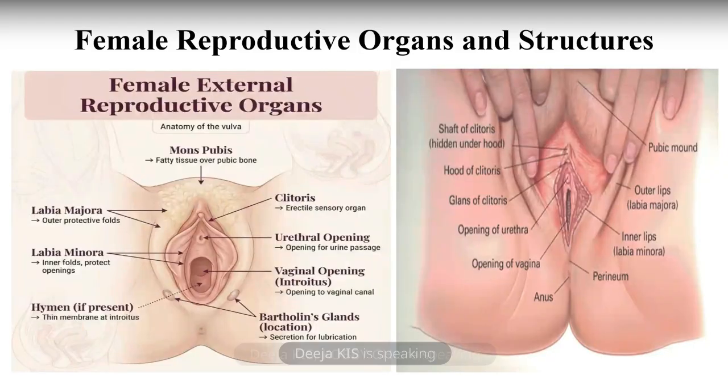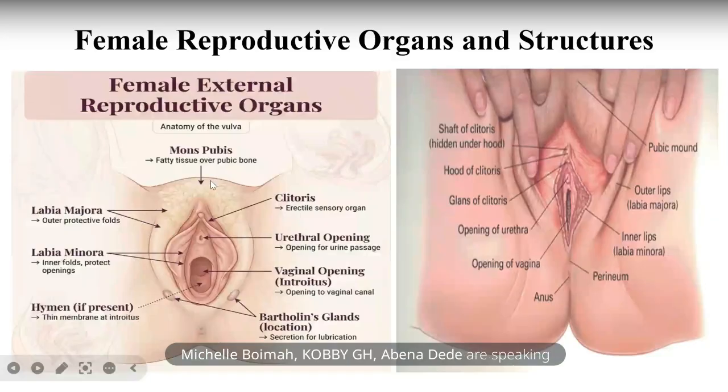Okay, so this is what we call the vulva. This is the vulva. Here, this part, we call it the mons pubis. Say mons pubis. Say mons pubis.